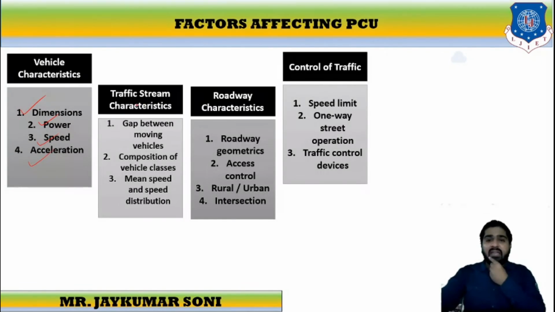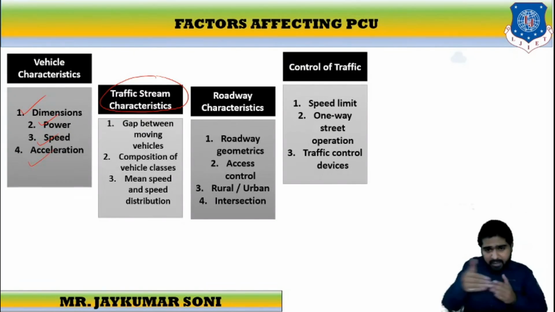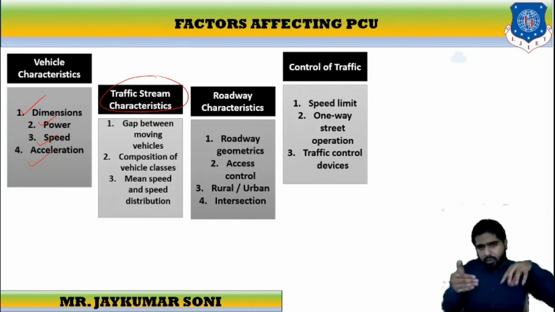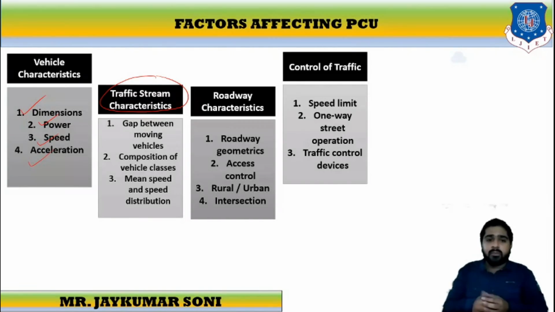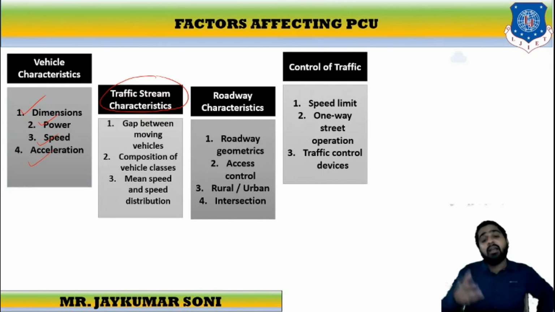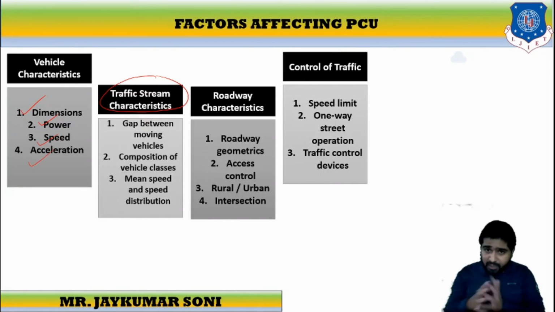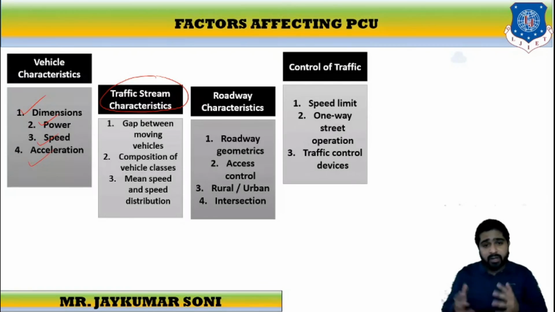Then traffic stream characteristics. What are these traffic stream characteristics? Whenever you drive your vehicle to the highway and when you come in contact with the highway, when you cross a normal street and enter the highway, you may observe certain characteristics such as heavy traffic, then very little space available for you to travel. These kinds of characteristics are called traffic stream characteristics, TSC. It includes gap between the moving vehicles, then composition of various vehicle classes, then mean speed, speed distribution.